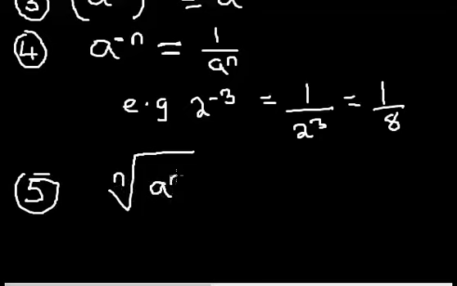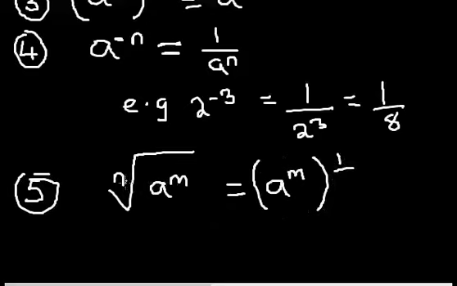Okay, let's say you have an index, a raised power m inside the root. Now this root can be converted to power. So I'm going to have a raised power m, but the power now is going to be a reciprocal power. So the whole index will now have a power, which of course is the reciprocal of the root, be it square root, cube root, fourth root.